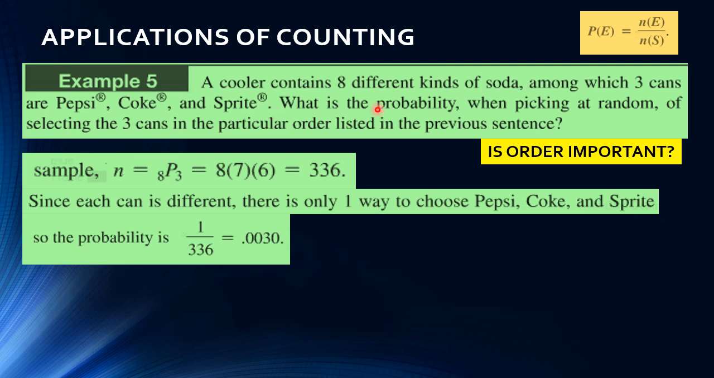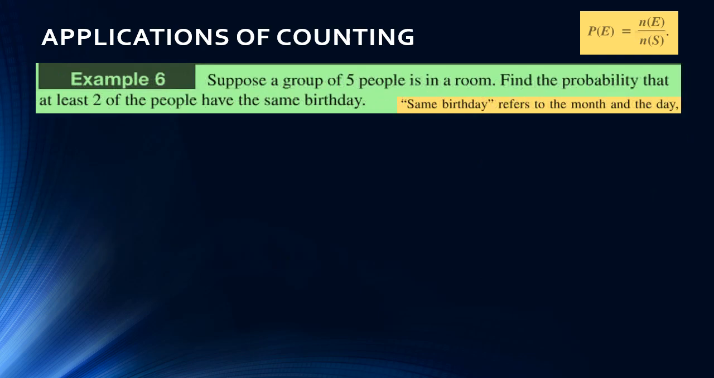This seems like a tricky problem because you have to pay attention to the detail. There's 8 different kinds of soda in there, and of those, 3 of them are Pepsi, Coke, and Sprite, and those are the ones you're picking, but you're picking them in a specific order. So again, the hangman would be really helpful here to see that.